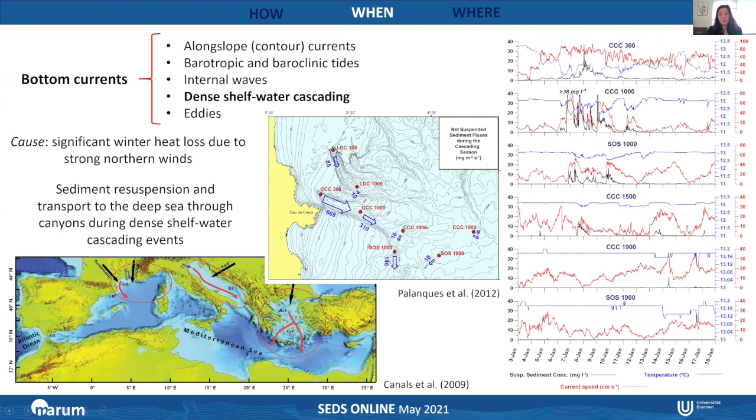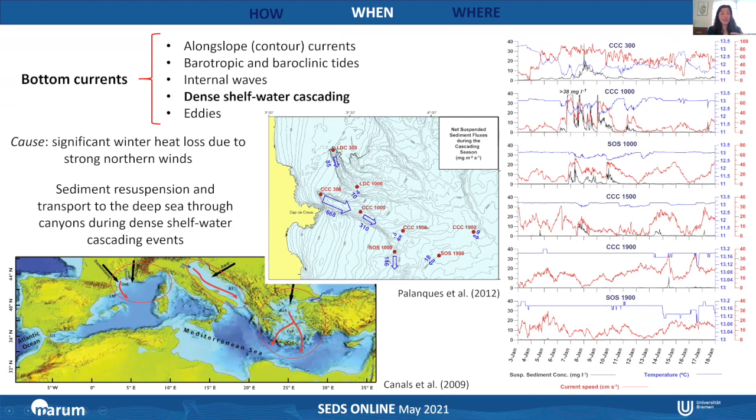There were some monitoring studies in the southern part of the Gulf of Lions near Cap de Creus. In all these points, Palanques and colleagues were measuring the temperature here in blue, the current speed, and then the suspended sediment concentration in black. So you can see that during these events that can last several days or more, the temperature sinks, and related to that, there is a strong increase in the speed that can reach 1 meter per second, really high speeds. And related to that, there is also an increase in suspended sediment concentration.